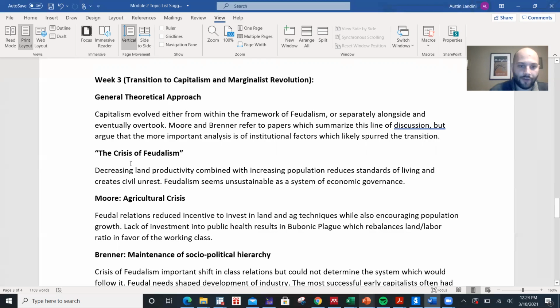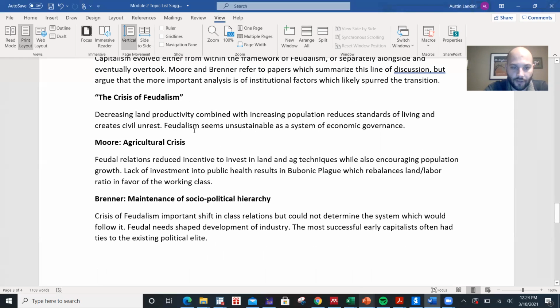Again, you have the general theoretical approach that these markets may have evolved separately. They may have evolved kind of out of feudalism. Moore makes an argument that the crisis of feudalism was actually kind of a Malthusian agricultural crisis. Feudal relations tended to reduce incentive to invest in land and agricultural techniques, but they also encouraged population growth. And so the result of this is you see a lack of investment into public health, results in the bubonic plague, which rebalances land and labor ratio in favor of the working class.